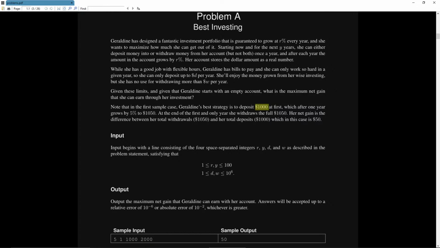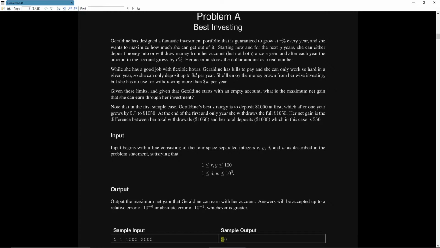Then she waits 1 year. This 5% growth means that it'll grow to $1,050. And then at the end of this year, she withdraws the full $1,050. So then the solution is going to be the difference between her total withdrawals, 1,050, and her total deposits, 1,000. So in this case, 1,050 minus 1,000, you get 50. So this is the easy sample case, but it does give you a bit of a hint as to what the optimal solution is going to be.